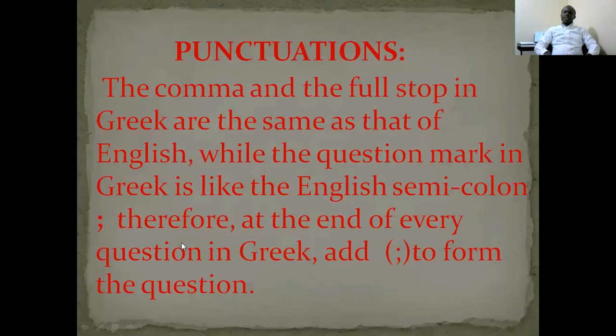Punctuations. The comma and the full stop in Greek are the same as that of English, while the question mark in Greek is like the English semicolon. Therefore, at the end of every question in Greek, add what English calls a semicolon to form the question. You don't put the usual English question mark. Rather, you put the usual semicolon. That is what makes a statement or a sentence in Greek a question.